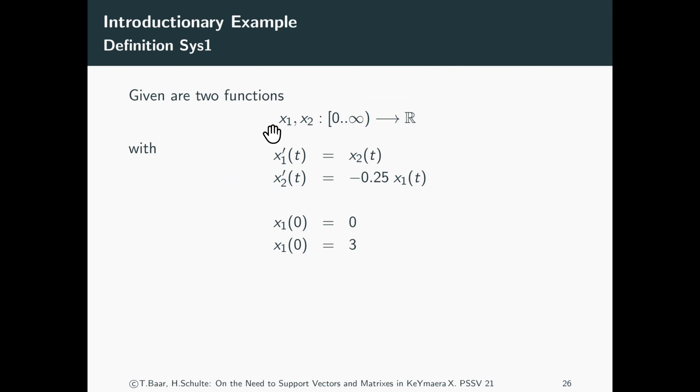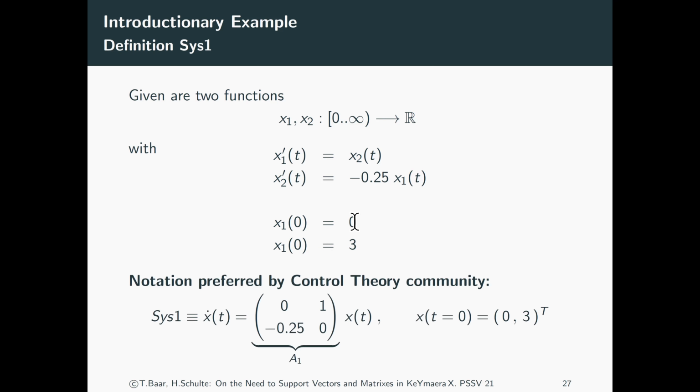So here we say, okay, let's take two functions from the positive reals to the reals, and the functions are specified by ODEs, so differential equations, x1 prime equals x2 and x2 prime equals minus a fourth x1. And then we have some starting conditions. What does it mean? x1 at point 0 and x2 at point 0. Sorry, here we have a mistake.